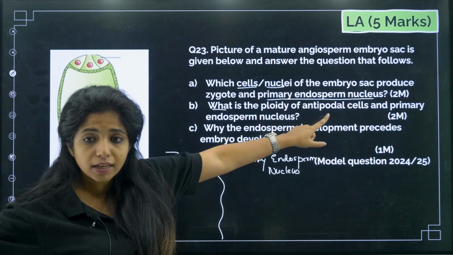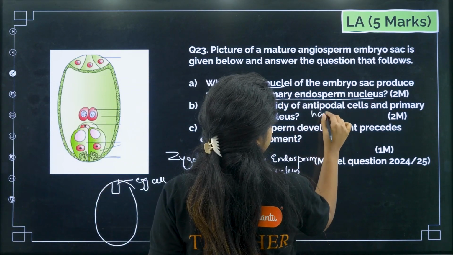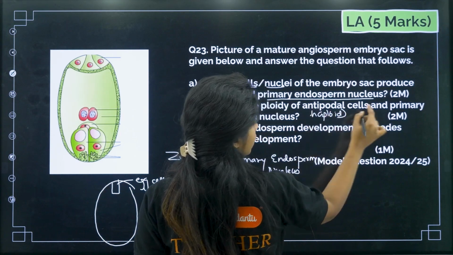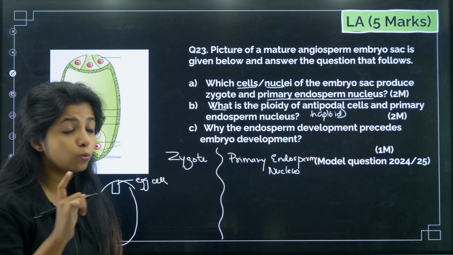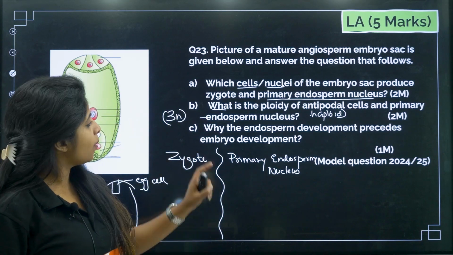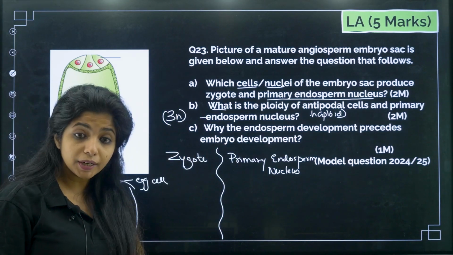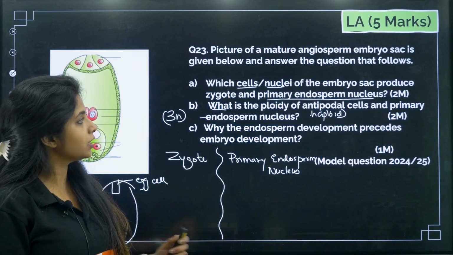Now, what is the ploidy of antipodal cells and the primary endosperm nucleus? What is the ploidy of antipodal cells? Antipodal cells will be haploid. What is the ploidy of the primary endosperm nucleus? That is the only one that is triploid. Now, why does endosperm development precede embryo development? Because you have to provide nourishment, then only can the embryo develop, right? So that is the reason.